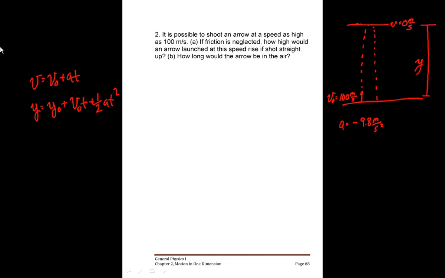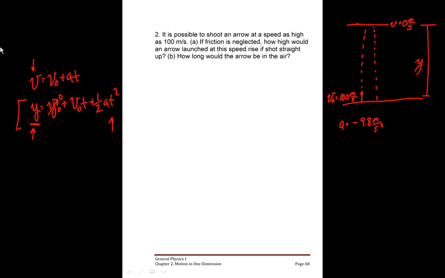So I want to know how high it goes up. That means I'm going to be looking for y. I'm going to get rid of my y0. It's 0 in this case. It often is. v0, I know that. a, I know that, but I don't know t. So in this second equation, I don't know what y is, nor do I know what t is. So I need to figure out what t is before I can answer that question. So let's look at this one.